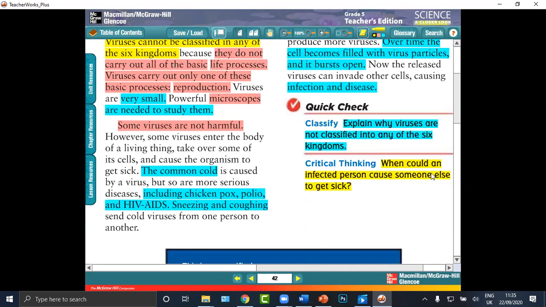Now the second: when could an infected person cause someone else to get sick? Okay, we know a person may become sick when they come in contact with someone who is infected. I will repeat: a person may become sick when they come in contact with someone who is infected.